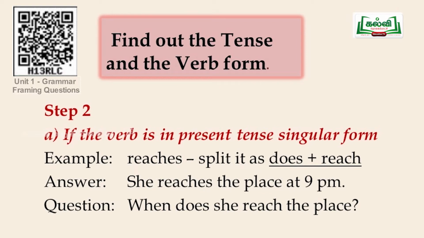The second step is you have to find out the tense and the verb form. Remember, we learnt in the beginning, QASM. And we said the tense should be the same. Now, let's see with an example. Suppose there is a sentence with singular present form. She reaches the place at 9 p.m. What is the answer word? 9 p.m. Remove that. First rule, no? Remove that. Now, what is the verb? Reaches. Singular present. Third person. She reaches. Don't use the word reaches in the question.